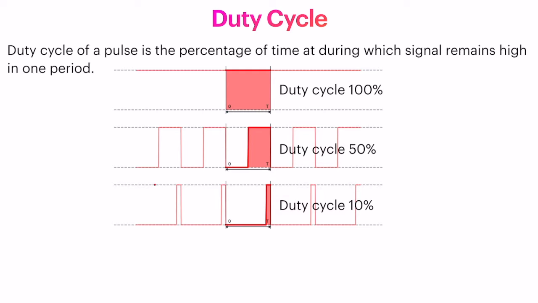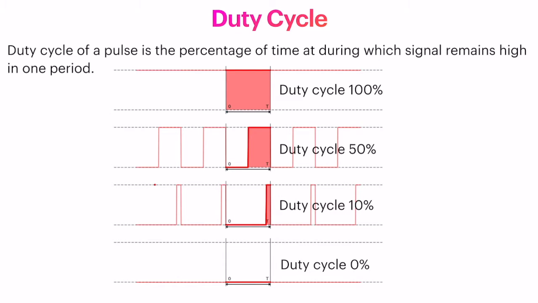In this case, in a period, 10% of the time the signal is going to take the value of 1 or high, and the rest of the time, 90% of the time, it is going to take 0. So you have a duty cycle of 10%, and the last example is a duty cycle of 0, where the signal remains 0 all the time. And an interesting thing would happen when you connect an LED to this.